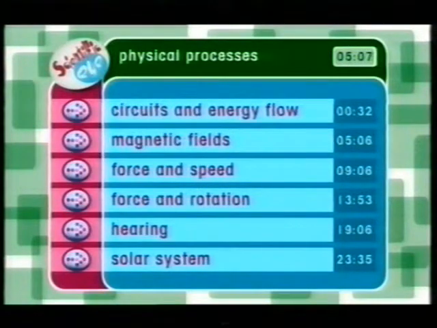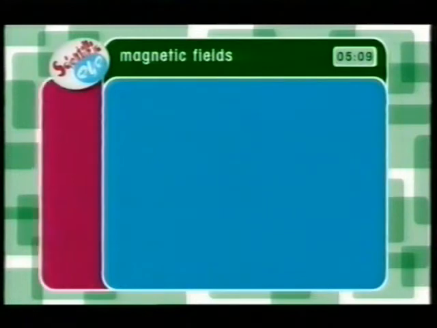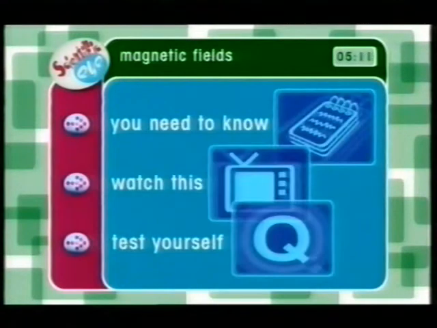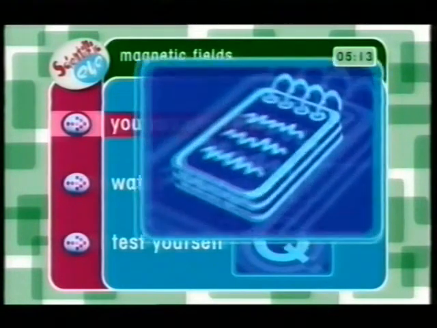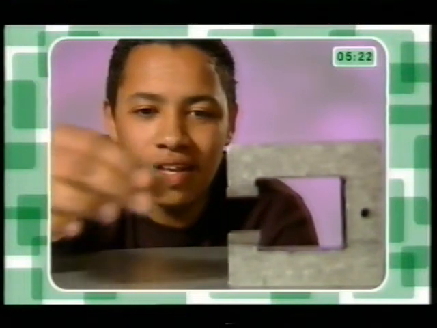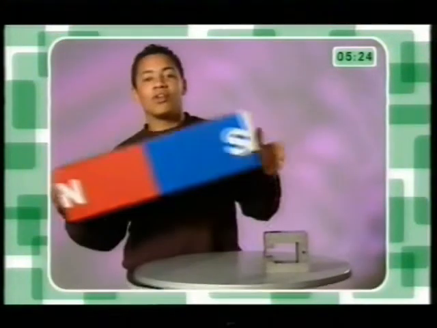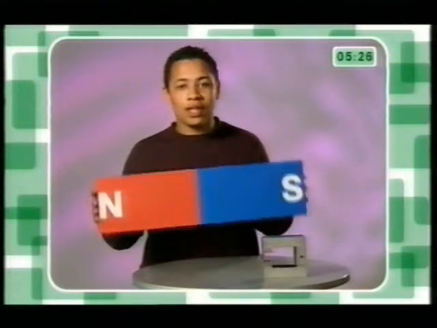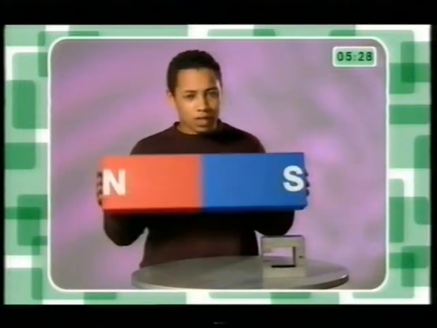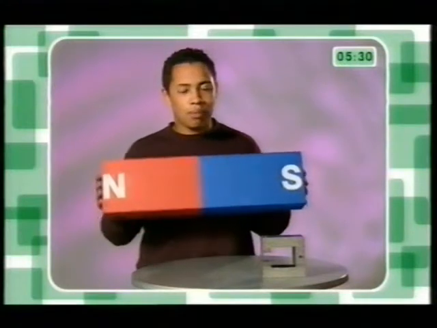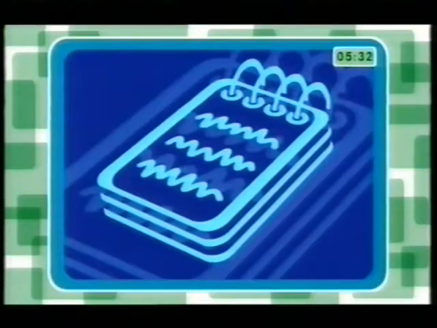This next section revises magnetic fields. Here's what you need to know. All magnets are surrounded by a magnetic field. Place a magnetic material in this field and it experiences a force. Magnets also have poles, a north pole and a south pole. Poles that are different attract each other, and poles that are the same repel.